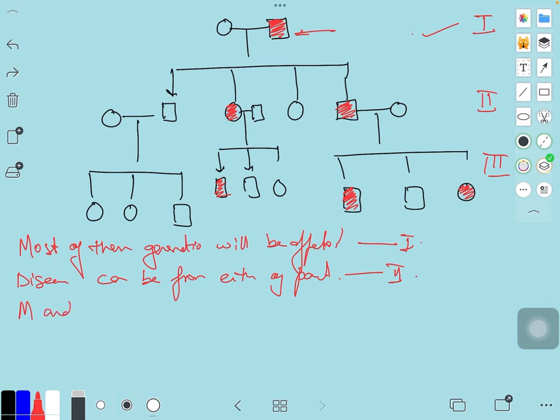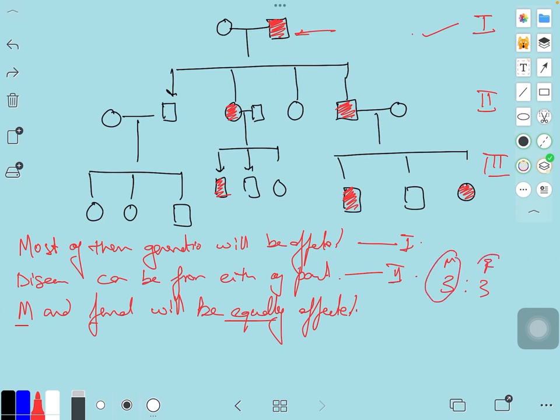Point number 3, male to female ratio, not ratio, but male and females will be equally affected. Now, whenever I say male and female equally, it doesn't mean that if there are 3 males, there have to be 3 females. It simply means that if there are males affected, there are also females affected. The ratio can be anything. It can be 1:3, 1:1, whatever. If there is a male affected, there will be a female also affected, but maybe not in the same proportion.